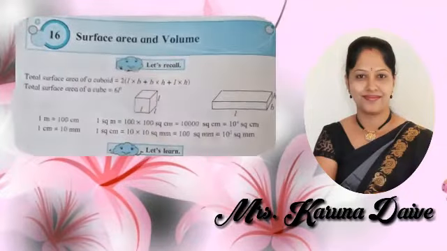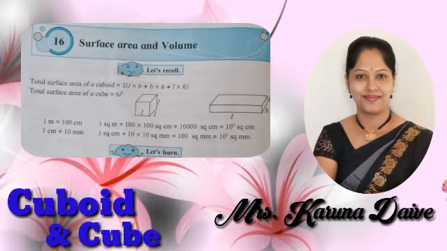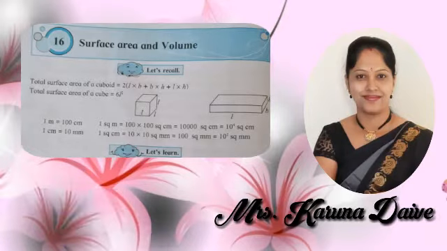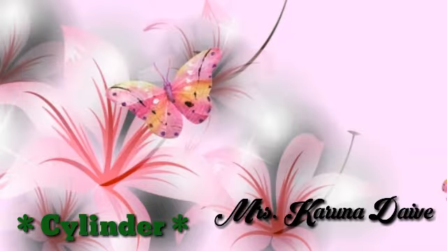Friends, in our last lecture, we already started our unit number 16, that was surface area and volume. In that, we learned about cuboid and cube. But now it is time to go ahead and learn about the cylinder in today's video. So without wasting our time, let's start. Today we are going to learn about the cylinder.